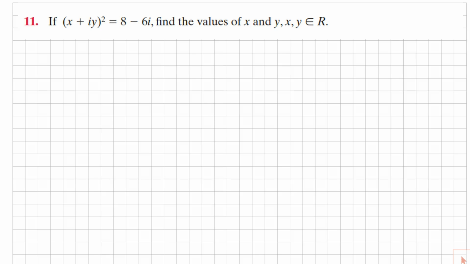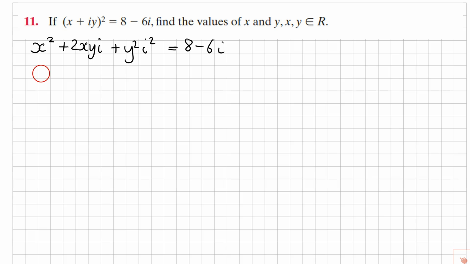Okay, so we'll have a go at this question 11 where it says that (x + iy)² is equal to 8 minus 6i, and we have to find the values of x and y. So the first thing we're going to do is square out the left hand side. We're going to use square the first, twice the product, and square the last. Now don't forget that we need to square the y and the i squared, and then we leave 8 minus 6i.